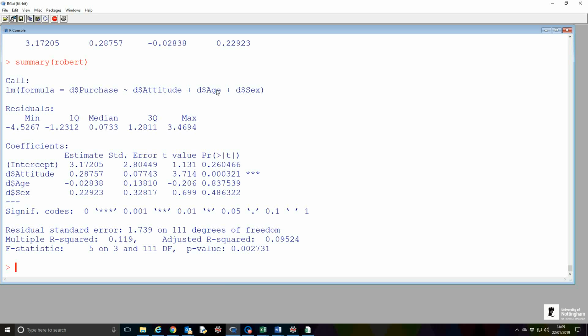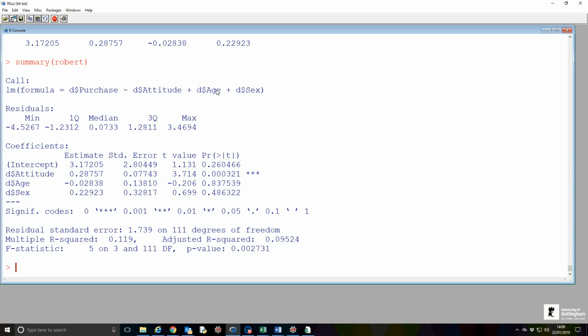The F statistic reported here, with the p-value next to it, is the F statistic for the whole model. It has 111 degrees of freedom, and the p-value is 0.002, so the whole model is significant. Ideally, moving forward, we would want to rerun the model, taking out age and sex that are not significant, and only keep the significant independent variables in the regression. When we report a regression, we always report it with significant variables inside of it.